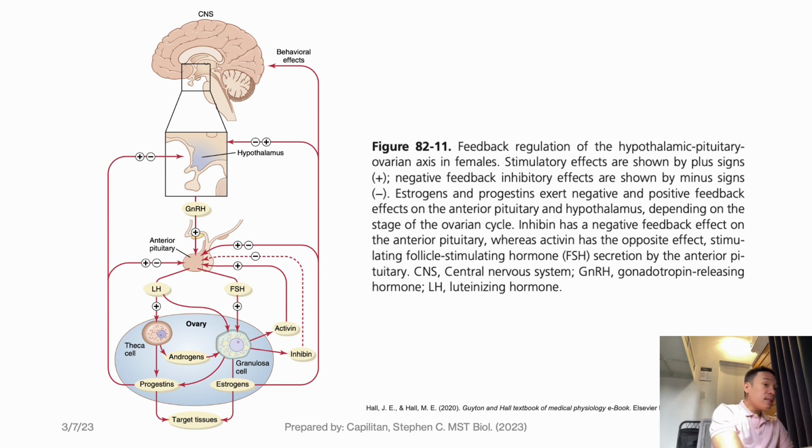We have CNS, central nervous system, GnRH, gonadotropin releasing hormone, and LH as the luteinizing hormone. So they have behavioral effects, okay? With the positive feedback effect and the negative feedback effect, all of these are tightly regulated in your CNS, of course.